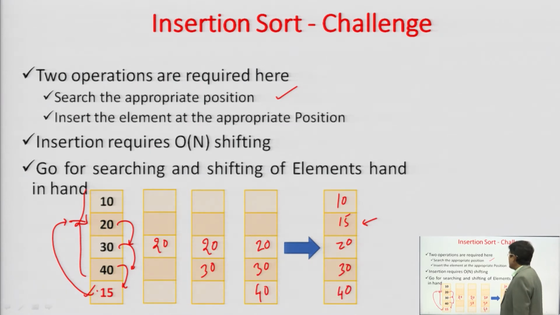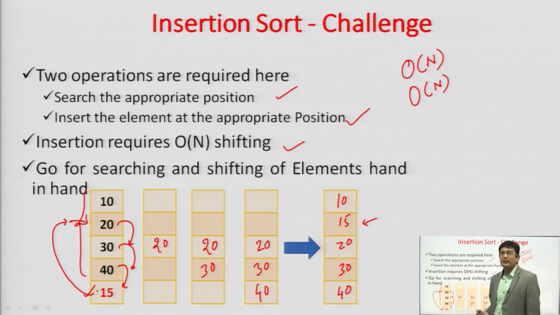So, a two-step process is required here. One is that you find out or search the space where it should be inserted, and the second is that you insert the element, requiring that the elements be shifted one step below. Now, there are two operations. You require order of n shifting. In case you have to insert the element at any random position, on an average there will be order of n shiftings here. So, order of n time is required for searching and order of n time will be required for shifting of the items as well.